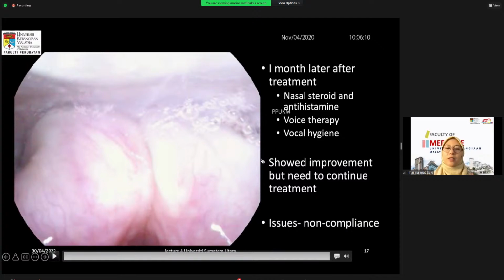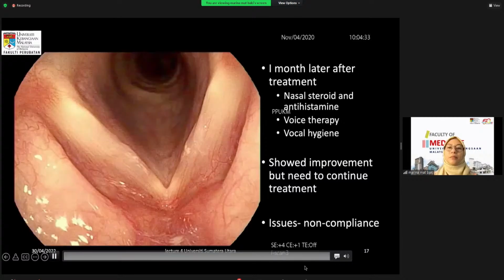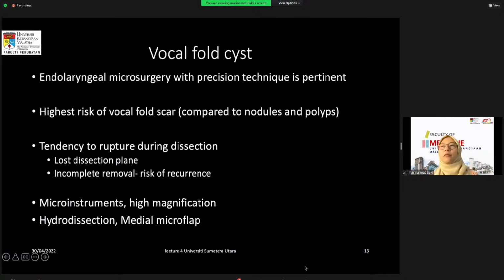So you have to advise the patient she needs to continue treatment with allergic rhinitis treatment, continue practicing vocal hygiene, and tell her she needs to really learn, go to vocal classes, so as not to cause more trauma to the vocal fold. So that is on vocal nodules. What about vocal cyst? For vocal cyst, the primary treatment is surgery.